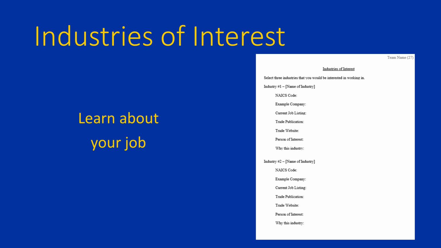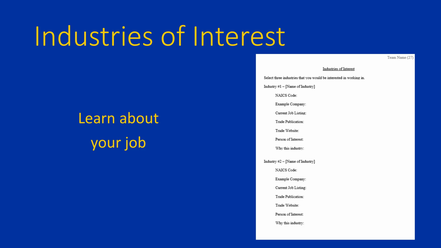The Industries of Interest page requires you to look into 3 different types of jobs. Most of us have at least one job we'd love to have. If that path doesn't work out, where could we go with our credentials? For the first industry, start with naming the industry. Next, find the NAICS code. Find a company that offers that job. Find a current listing for that job. This step is valuable because you can see what employers actually want right now.